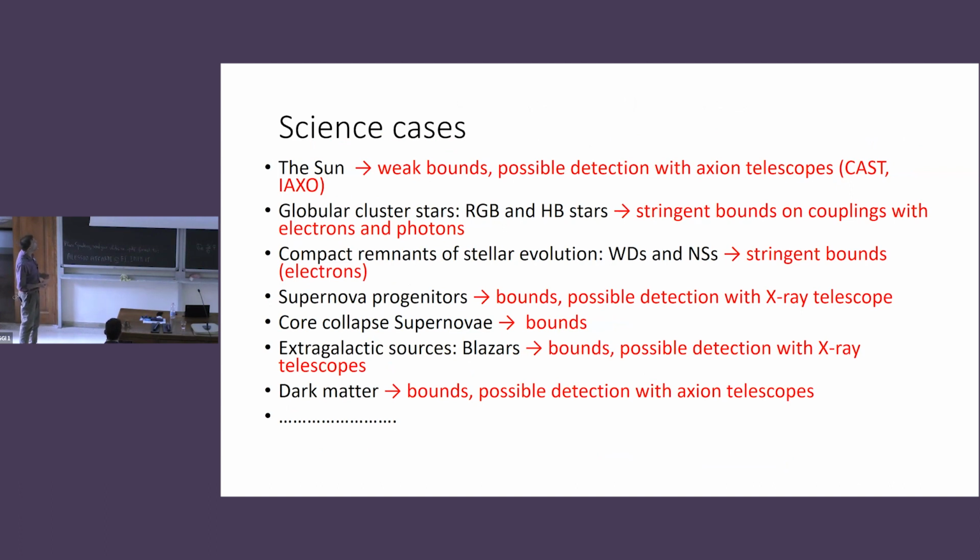The sun, for instance, is a relatively unevolved star, so the temperature is not so large, and axions are produced by thermal processes. But the sun is the nearby star that we have, and for this reason it is largely studied. The bounds on the strength of the coupling of the interaction of axions with standard particles are weak in general, but there is the possibility to detect with an axion telescope, as you know, axions emitted from the sun.